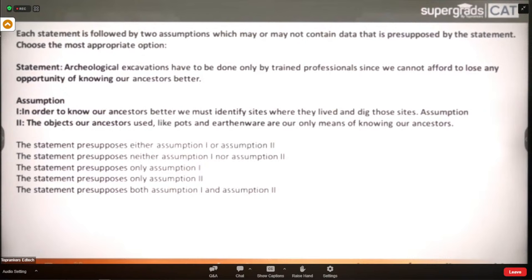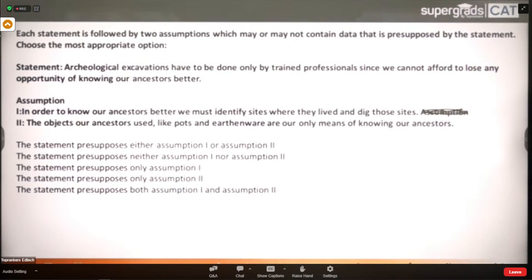So there are two assumptions. One is, in order to know our ancestors better, we must identify sites where they lived and dig those sites. All right. Second assumption is, the objects our ancestors used, like pots and earthenware, are the only means of knowing our ancestors. So we have two assumptions. Statement is given in front of us, and we have five options to choose from. The first option is, the statement presupposes either assumption one or assumption two.